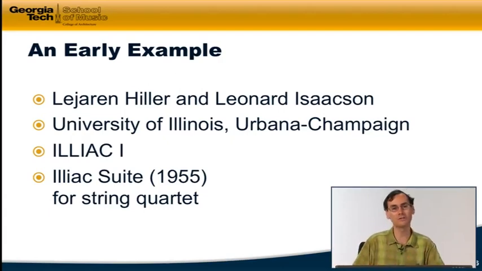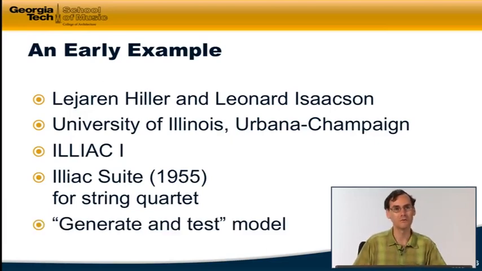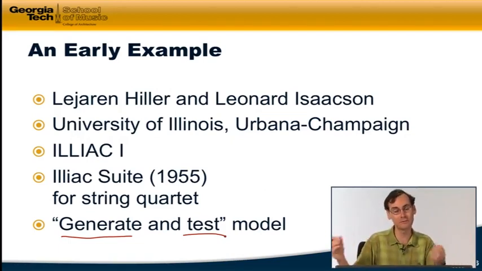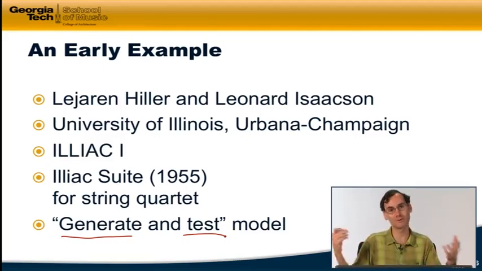And the model that they generally took in the algorithms that they developed for this was something called generate and test. So with generate and test, you generate a bunch of random data, and then you test it against certain rules. They used different rules in different movements of this composition, but they might test it against rules of voice leading. You can't have parallel fifths, for instance, between different instruments in the quartet, or harmonic progression.